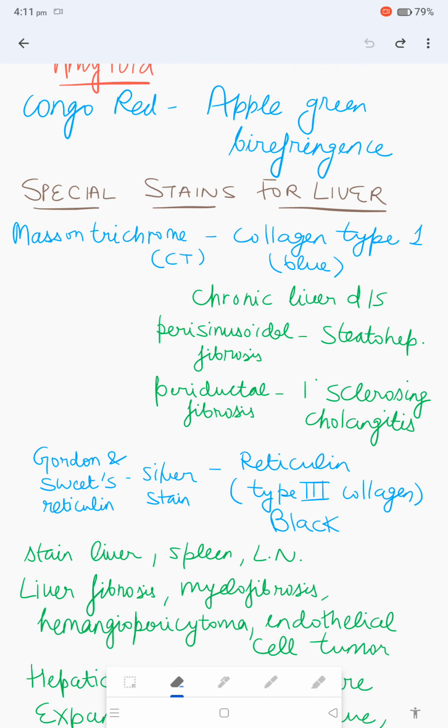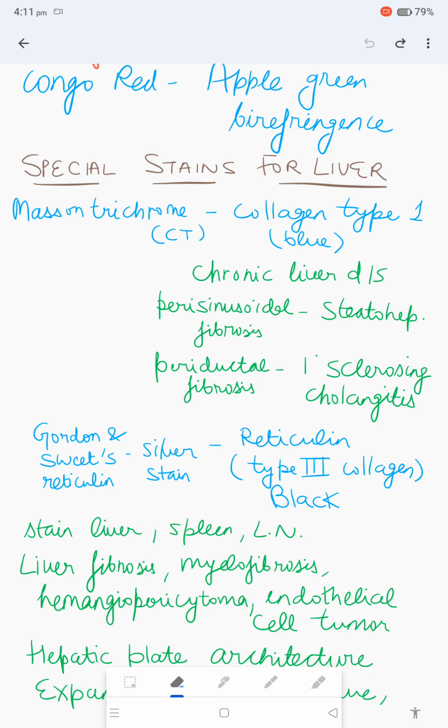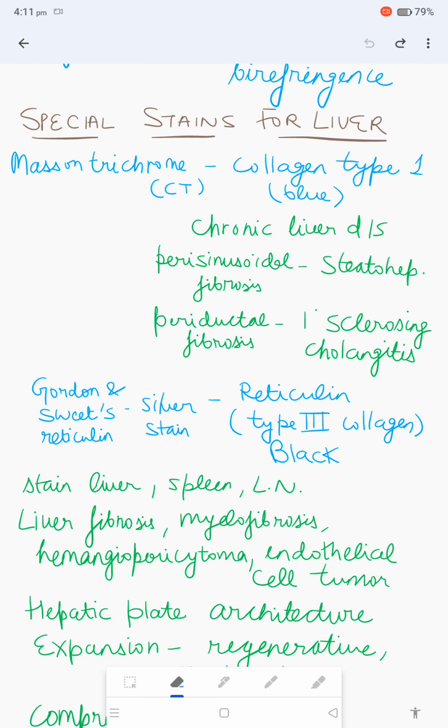Then we have special stains for liver. In the liver, what special stains are used? We have Masson trichrome stain that is used for collagen type 1. CT we have done. It is used in chronic liver disease; perisinusoidal fibrosis will be there in steatohepatitis, and periductal fibrosis will be occurring in primary sclerosing cholangitis.